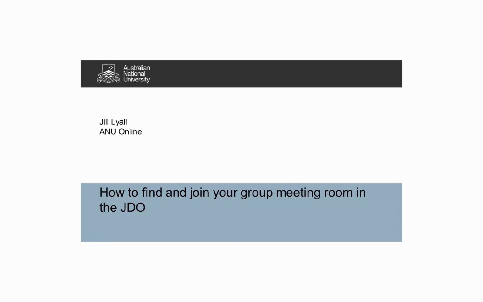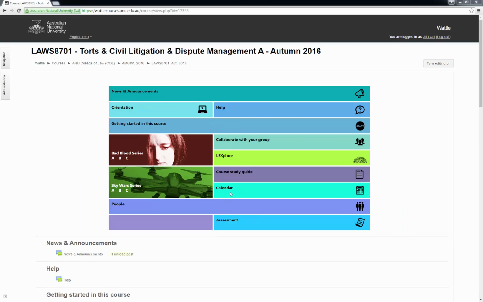This video is to show JDO program participants how to find the Adobe Connect meeting room in your course, how to enter the room, and what to do when you get there. Here is one of the JDO courses, and they will all look something like this. Go to the Collaborate with your group link first.